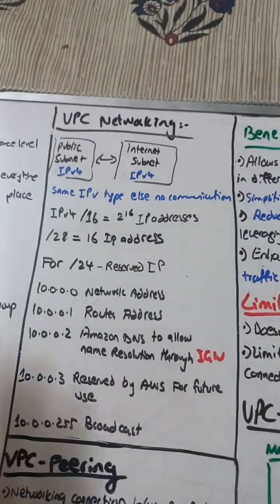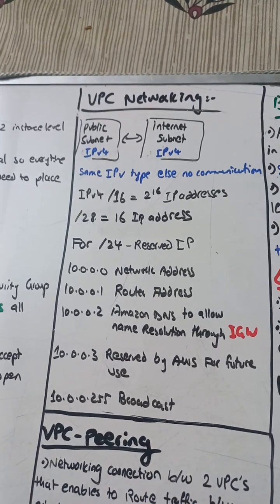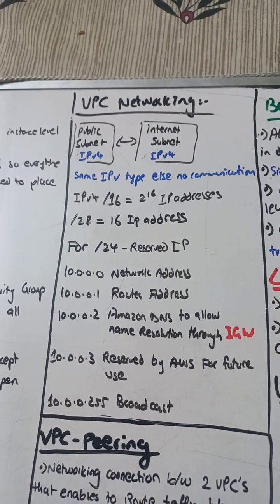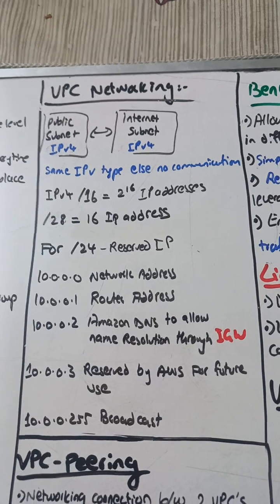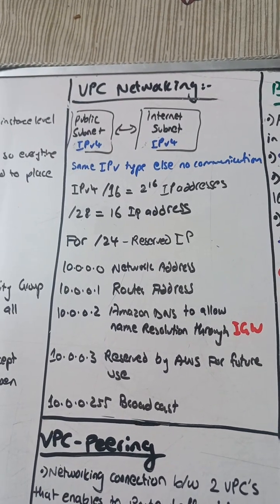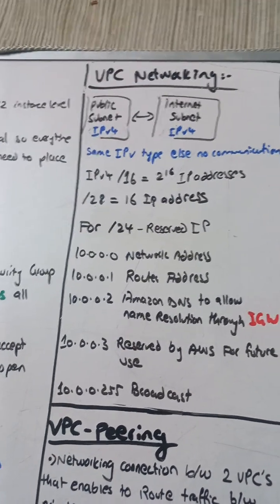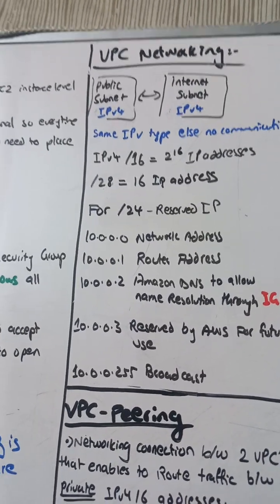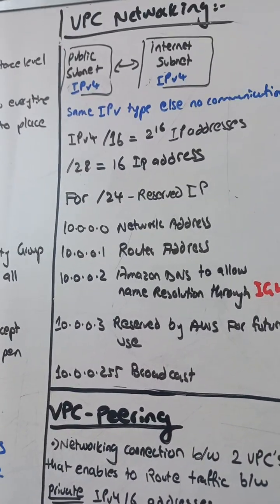So VPC networking: if you want to communicate with the outside world with your public subnet, the IP address type for both the subnets should be the same, which means they should both be either IPv4 or IPv6. If you're using IPv4 with a mask of 16, then you're going to get 2 to the power 16 IP addresses. If you're using a mask of 28, then you're going to get 16 IP addresses. And if you're using a mask of 24, then 5 IPs are basically restricted by default.